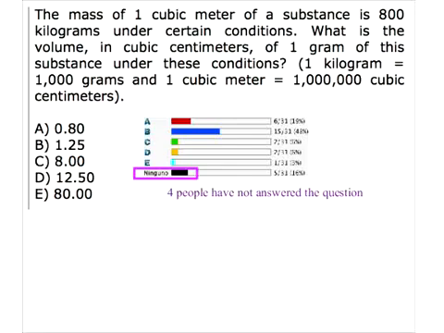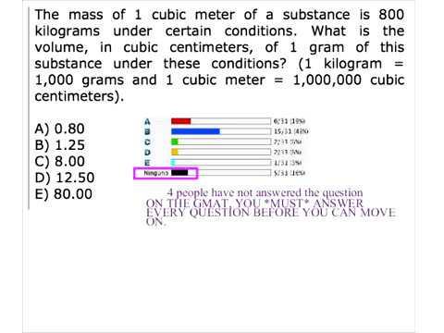On the GMAT, if any of you are new to this test, you must answer every question before you can move on. So if you are one of the 4 people who has not answered this question, make sure you understand that you need to start doing that. I can't force you to answer it, but if you're not answering it, you're not doing yourself any good. Okay.